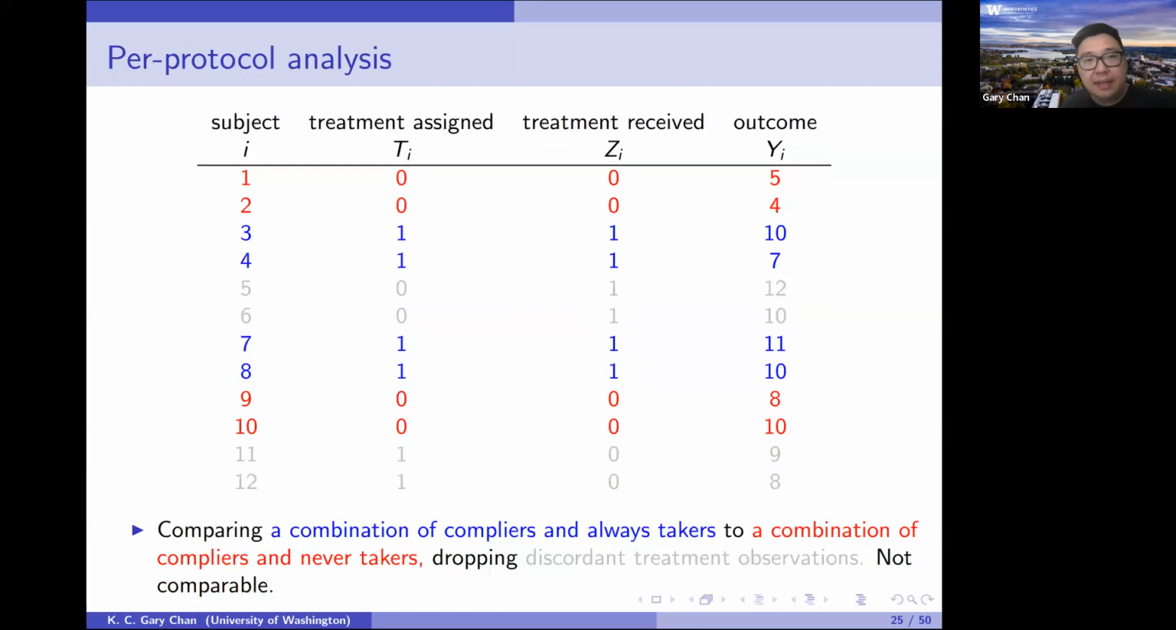Another type of analysis that people would do in practice is called per-protocol analysis, which excludes people who take the opposite assignment. So you are now comparing the blue and the red. But you still have the same problem here, because the blue are a combination of compliers and always takers, and the red are a combination of compliers and never takers. So they are not comparable in general unless you make some additional assumptions.